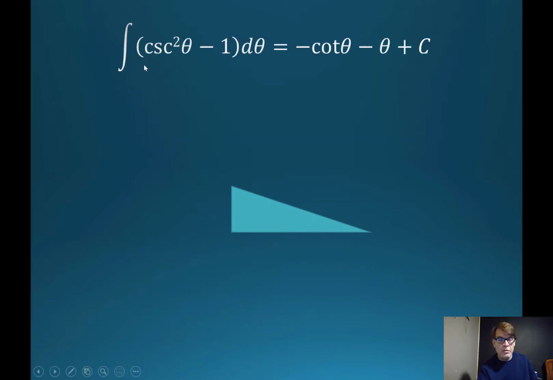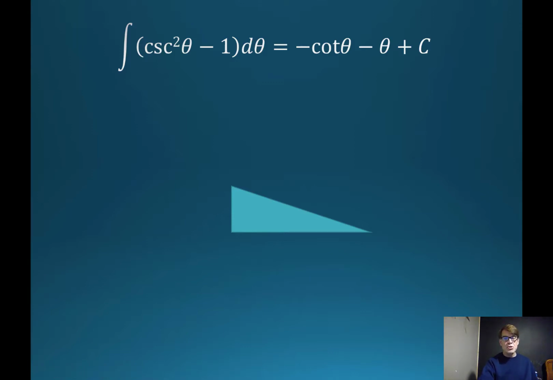So, we bring this forward from the previous page. So this is 2 different integrals, right? This is the same as the integral of cosecant squared theta minus the integral of 1. Well, the integral of 1 in this context is just going to be theta. And the integral of cosecant squared is apparently negative cotangent theta. Again, another moment to memorize that the integral of cosecant squared is negative cotangent of theta.